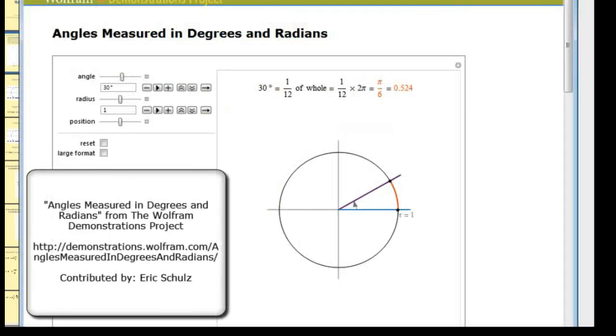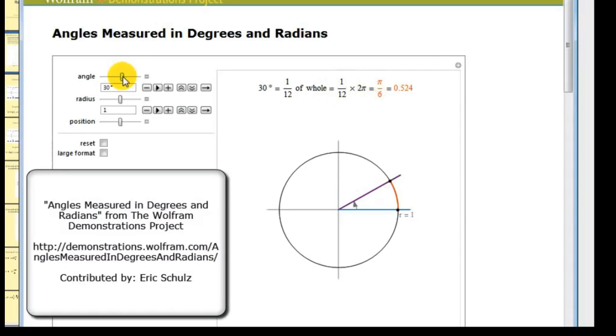What we see here is a 30-degree angle in standard position. If we divide 30 degrees by 360 degrees, we would see that that is 1/12 of the whole circle, or 1/12 of a full revolution. So if we wanted to convert 30 degrees to radians, we could multiply 1/12 by 2 pi radians to get pi over 6 radians.